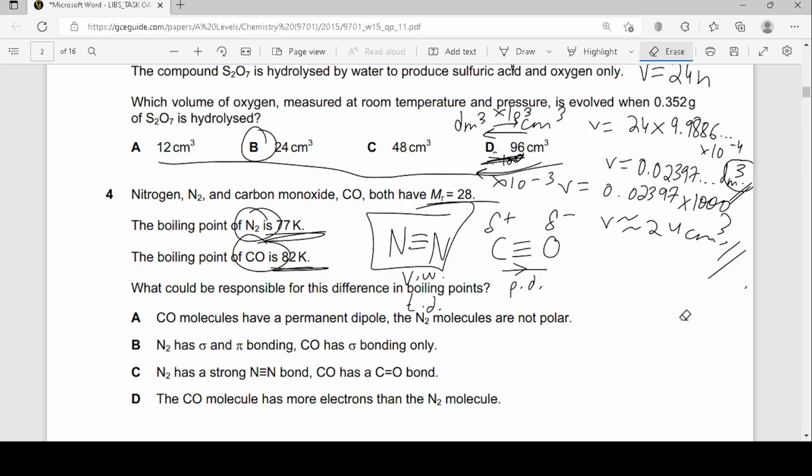I don't remember the exact names, but I use permanent dipole forces as the name. So yeah, you have that. Obviously, you do not have hydrogen bonding because you have no hydrogen here, but you have permanent dipole forces, which means it must have a higher boiling point because it has stronger intermolecular forces, right? So what could be responsible for this difference in boiling points?